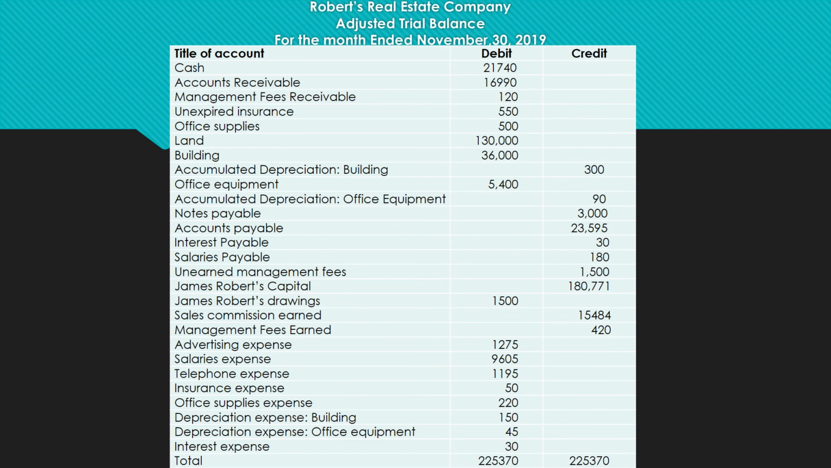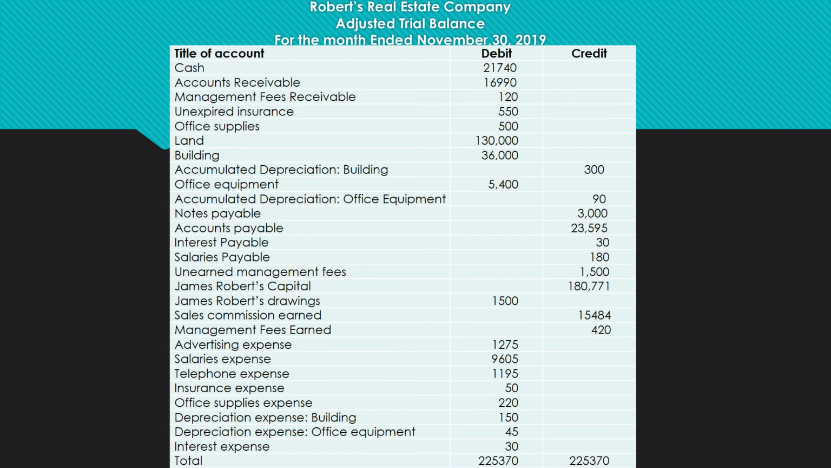Now as we already discussed, the main purpose of preparing the adjusted trial balance is to determine arithmetical accuracy, that is, whether debit and credit are equal with each other or not. After recording adjusting entries, we have prepared the adjusted trial balance. Now we will total all debit titles of accounts. The total of debit titles of accounts is 225,370. Similarly, we will total all credit titles of accounts. The total of all credit titles of accounts is 225,370. It means debit and credit are both equal with each other.